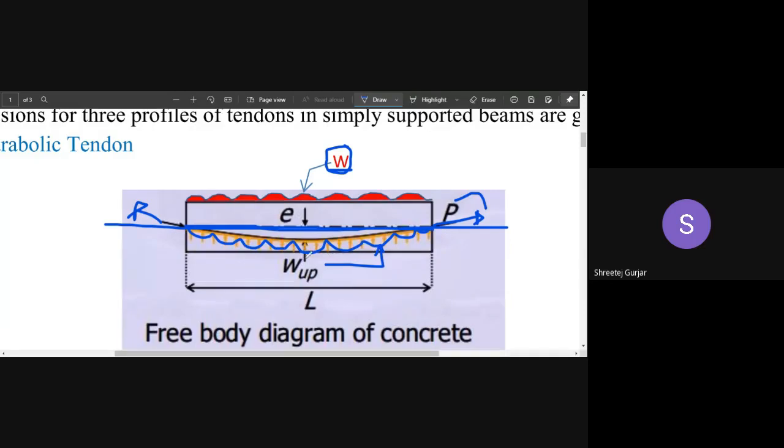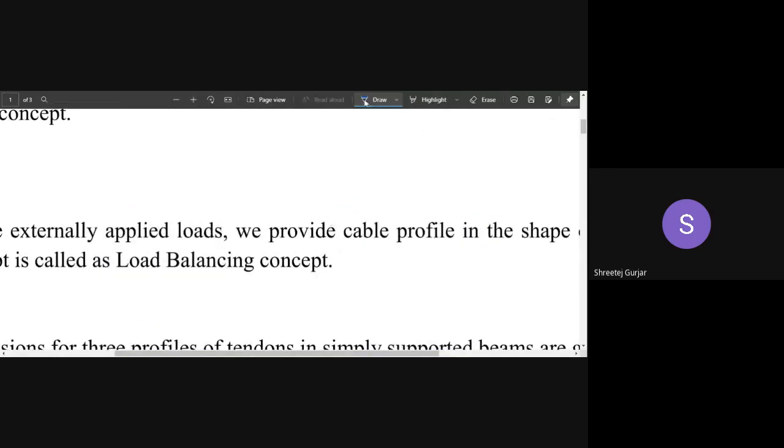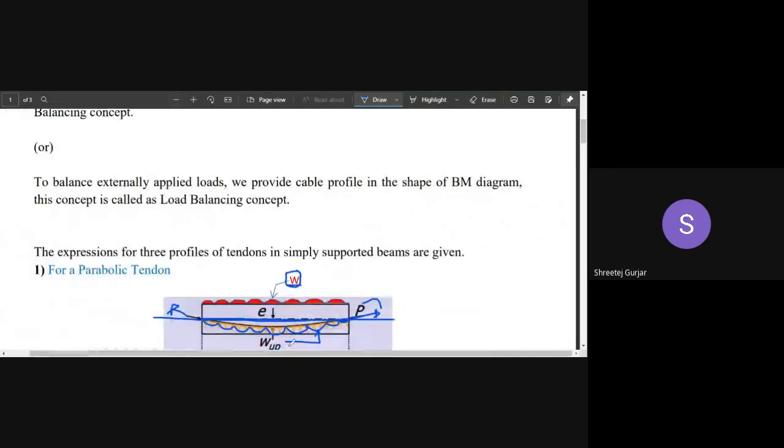This is also in kilonewton per meter. So this UDL is your generated UDL, or it is your upward thrust which is generated because of your pre-stressing, right? So this is how you can balance your applied UDL. If it is a point load, then there is a point load which is generated depending upon your cable profile. So we will look into it now in detail.